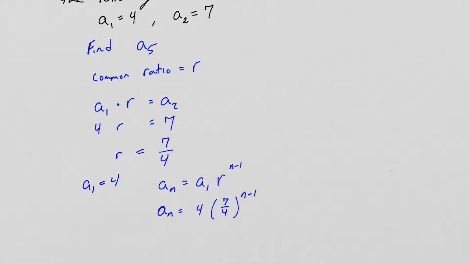So if we're in a situation where we want to figure out A5, well, that's not too bad. We're just going to plug into this formula, but plug in n equals 5. Okay, great. So this is equal to 4 multiplied by 7/4 to the 5 minus 1. So we got a lot of 4s showing up in here, and maybe that's not the best thing in the world, but it's okay. And so A5 is equal to 4 times 7/4 to the 4th power.